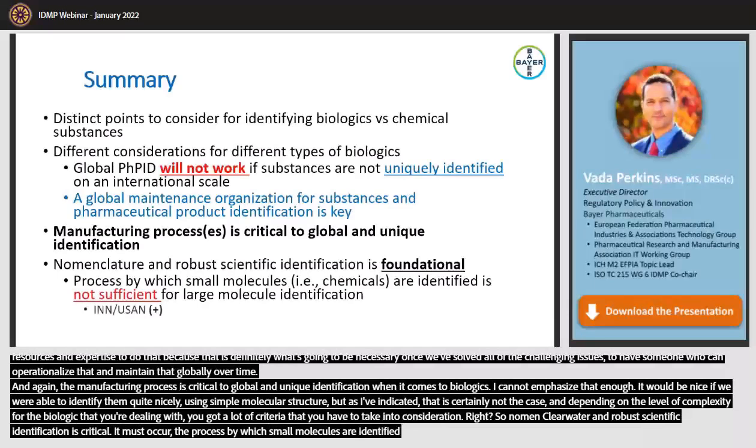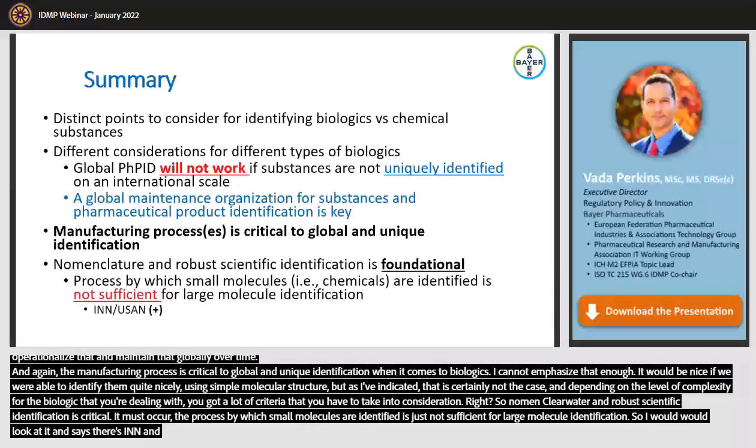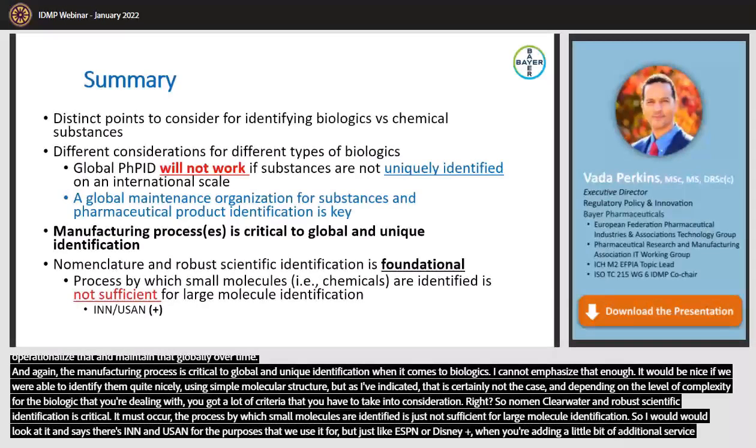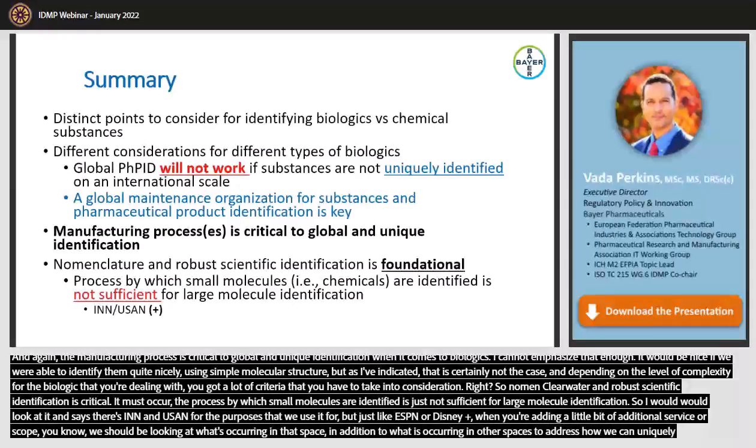So I'd almost look at it and say there's INN and USAN for the purposes that we use it for. But just like ESPN or Disney Plus, when you're adding a little bit of additional service or scope, we should be looking at what's occurring in that space in addition to what is occurring in other spaces to address how we can uniquely identify biologics.